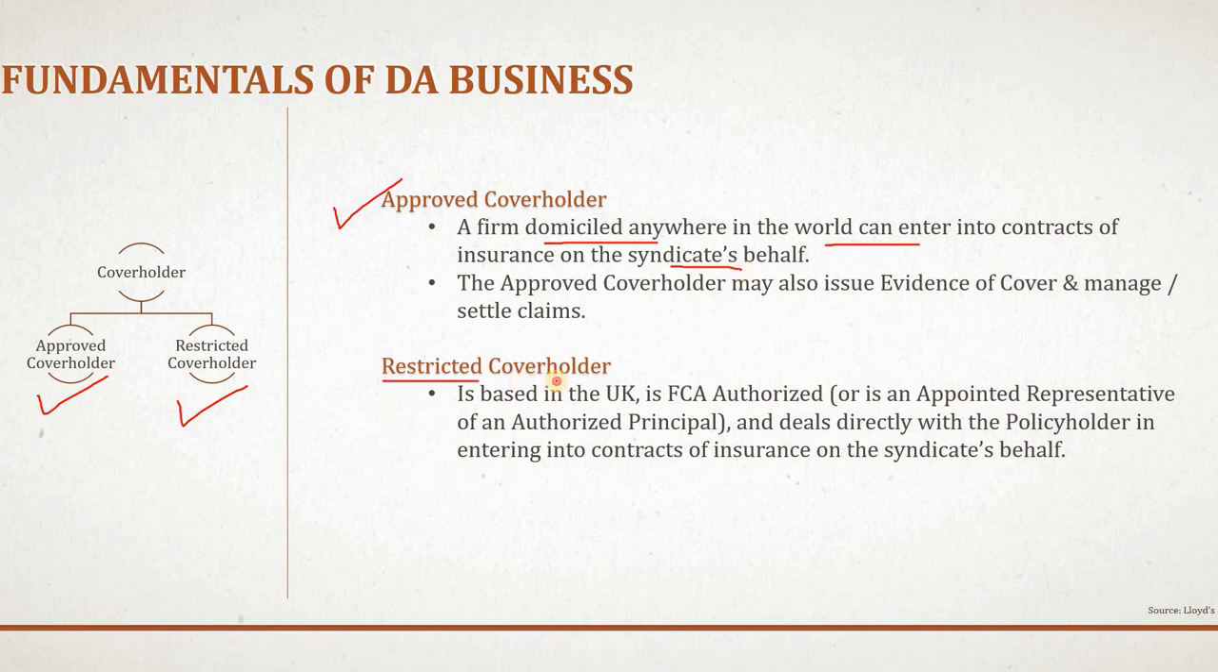Now, what is a restricted cover holder? A restricted cover holder is based in the UK and is FCA authorized or is an appointed representative of an authorized principal, and deals directly with the policyholder in entering into the contract of insurance on the syndicate's behalf.